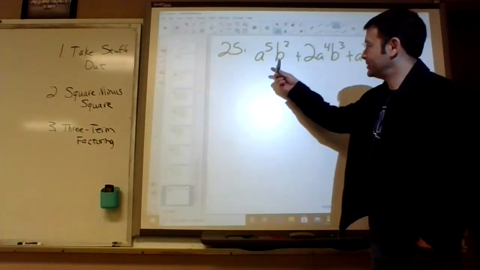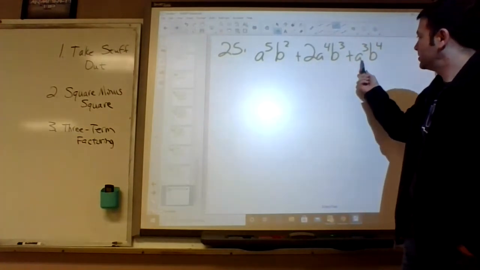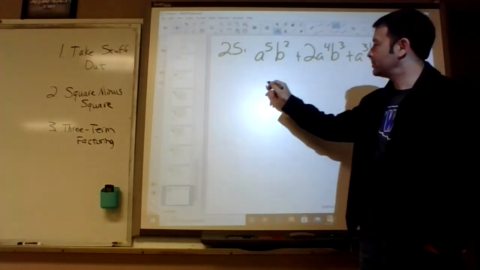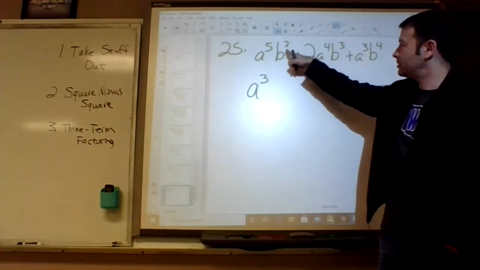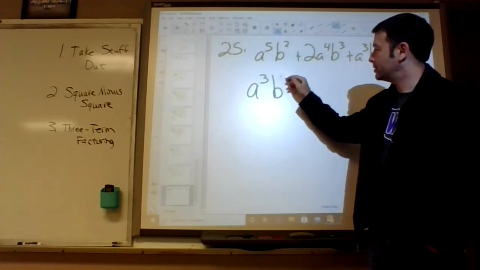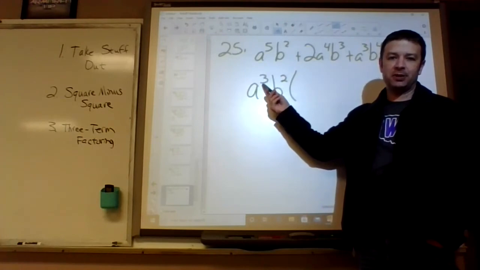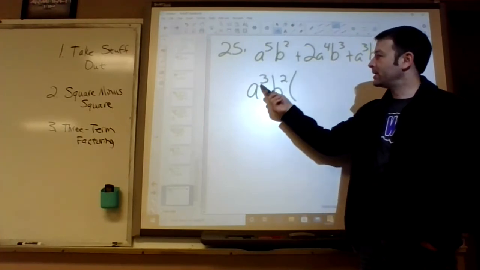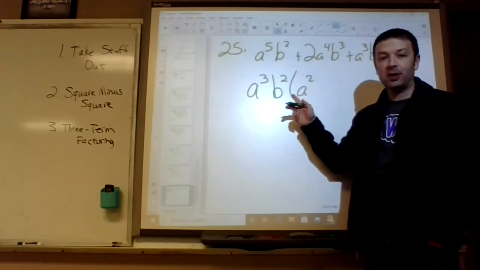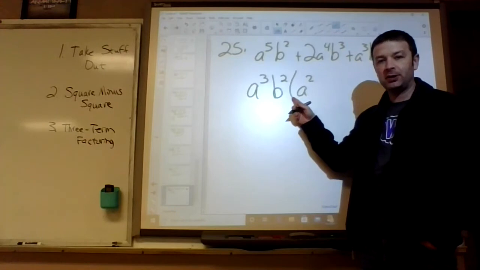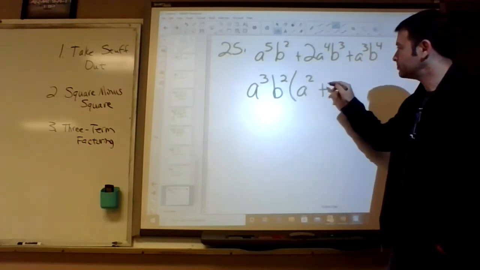What goes into all 3 of these? Well, they all at least have how many a's? They all at least have a cubed. I'm going to take that out. They all have at least how many b's? They all at least have a b squared. I'm going to take that out. So when you divide, really the exponents just subtract. So I'm taking 3 a's out of 5, so that'll leave me with a squared. B squared divided by b squared is 1, but 1 times a squared is just a squared. So the b's just disappear on that one.